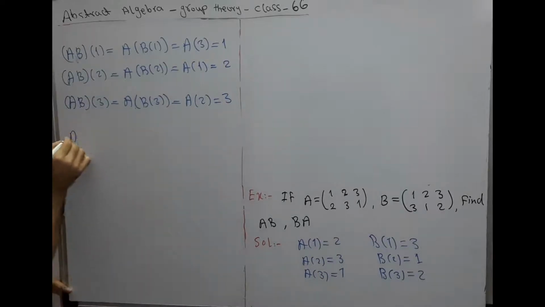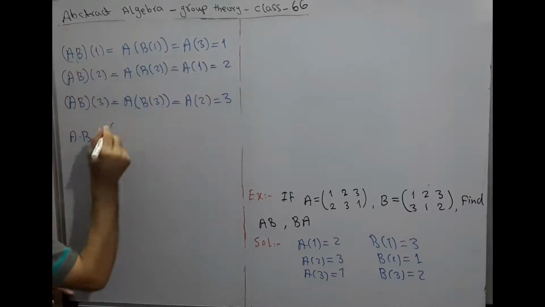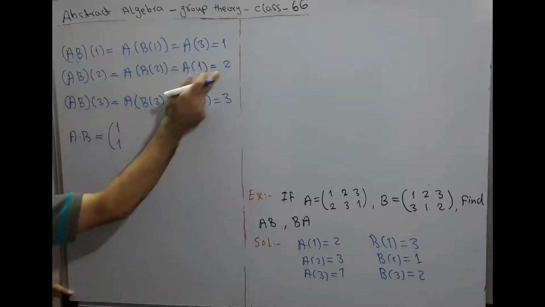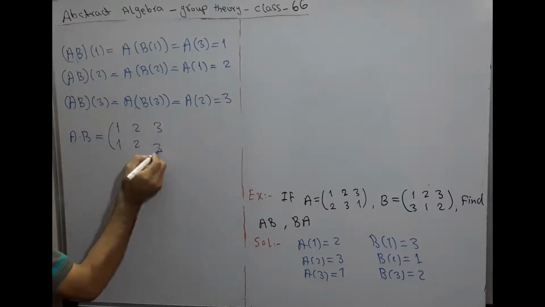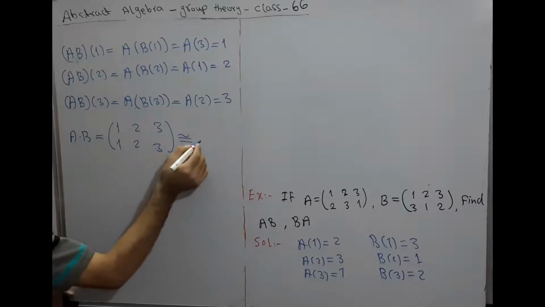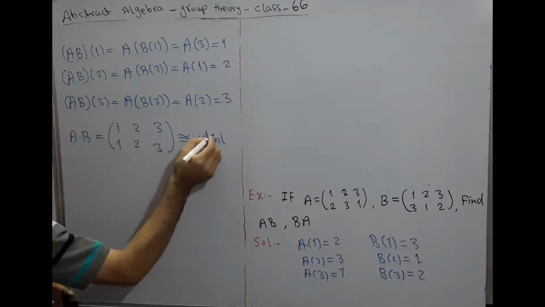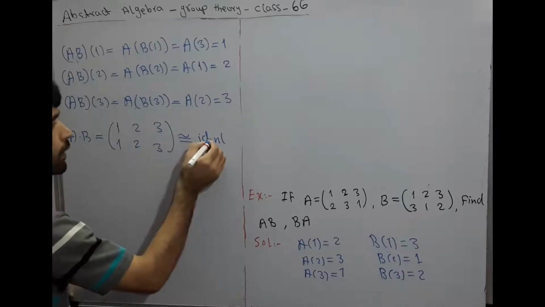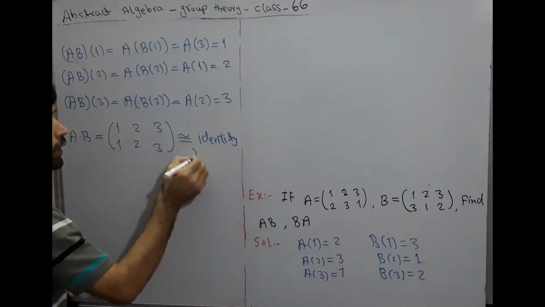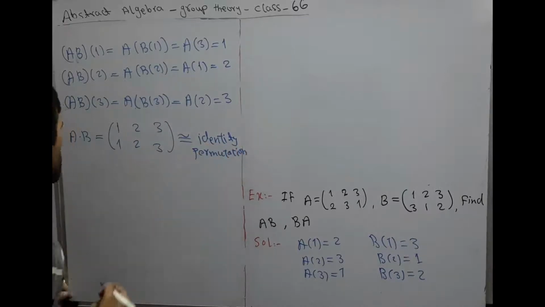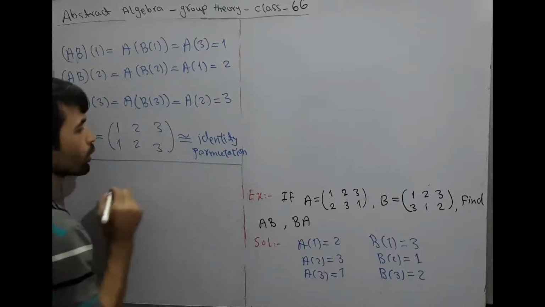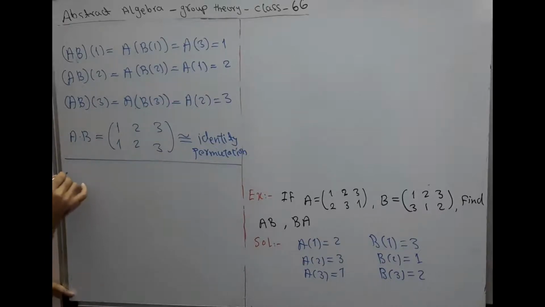Actually a into b is equal to 1 2 3 over 1 2 3. It is nothing but the identity permutation. It is the identity permutation. We now want to get b into a.